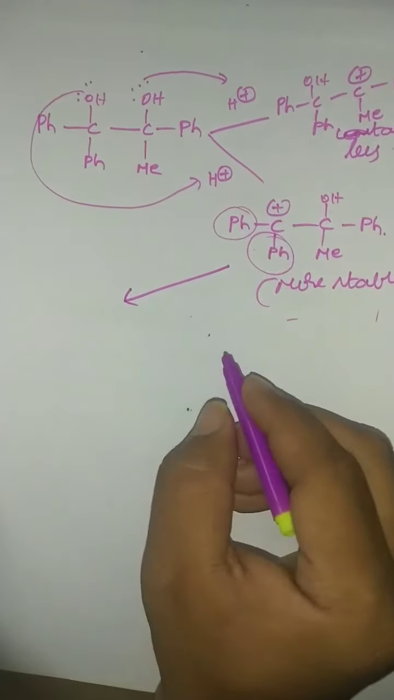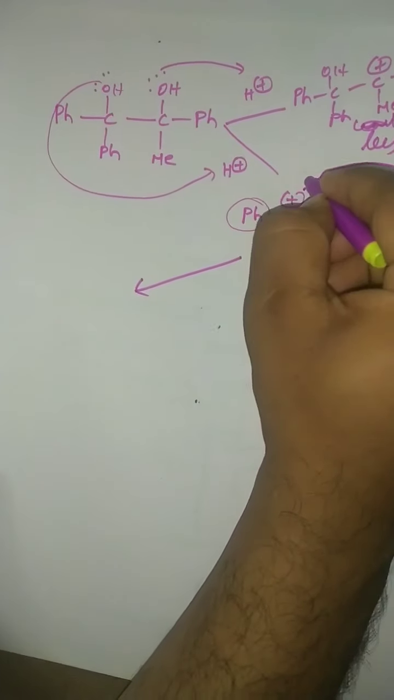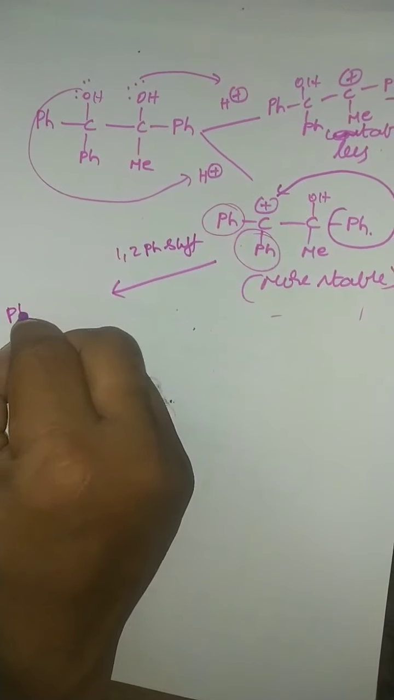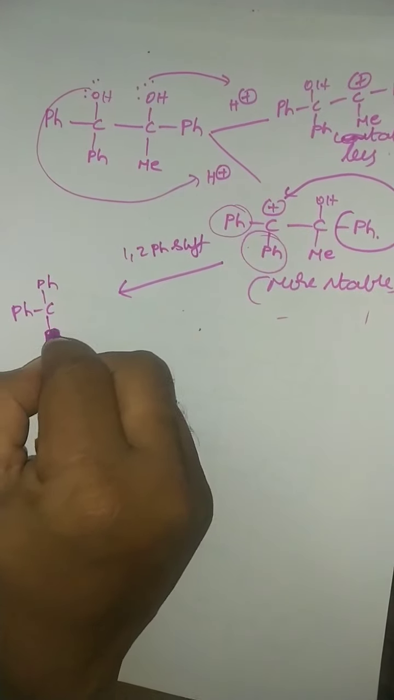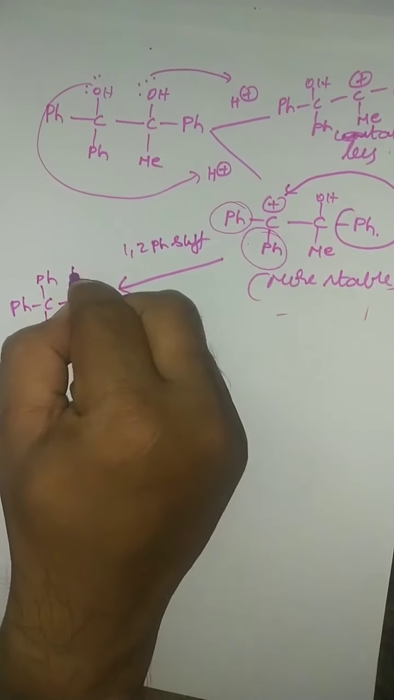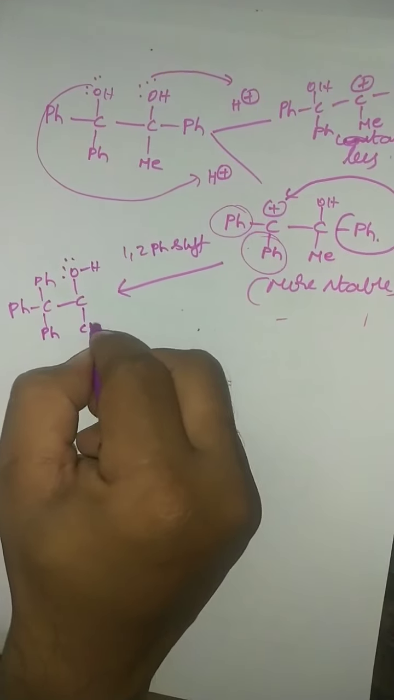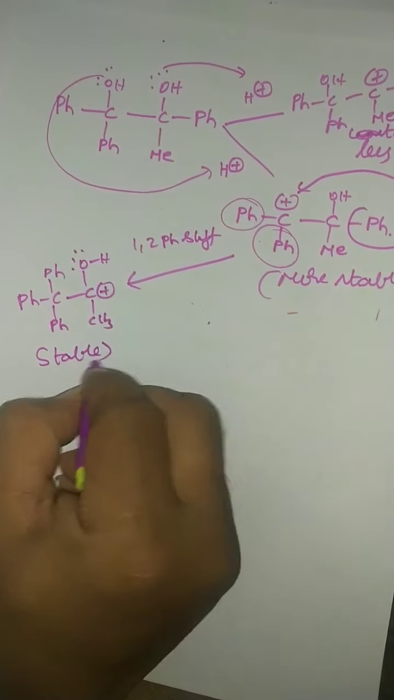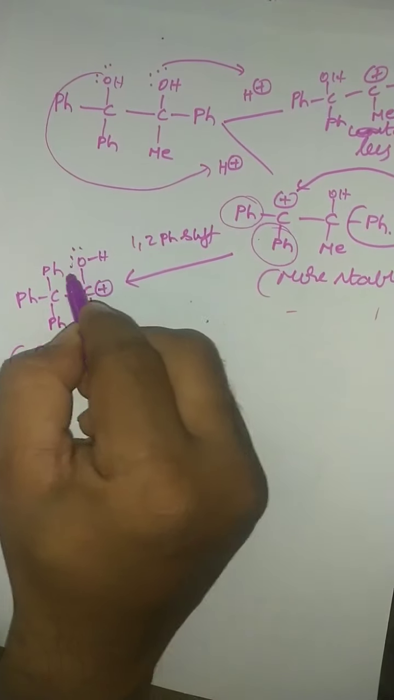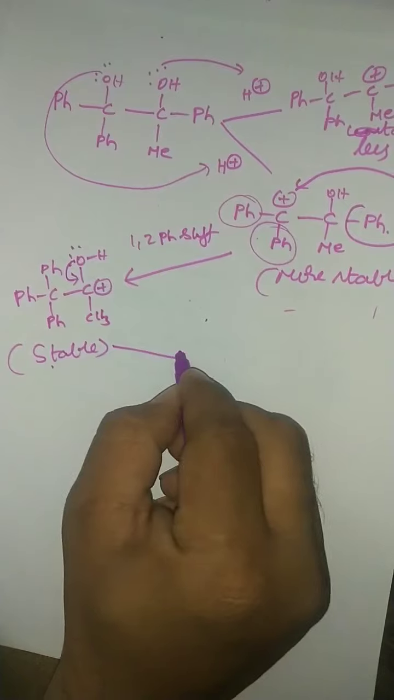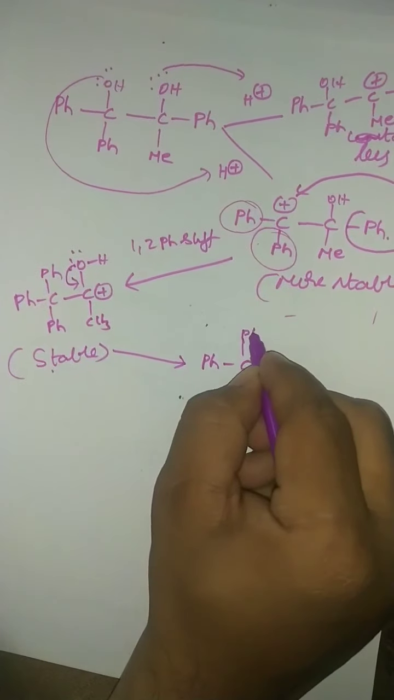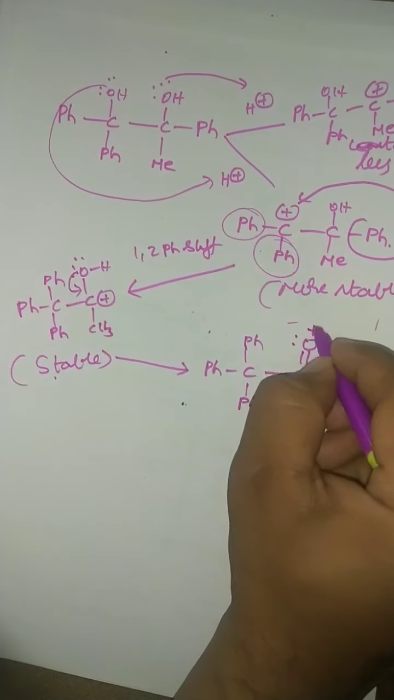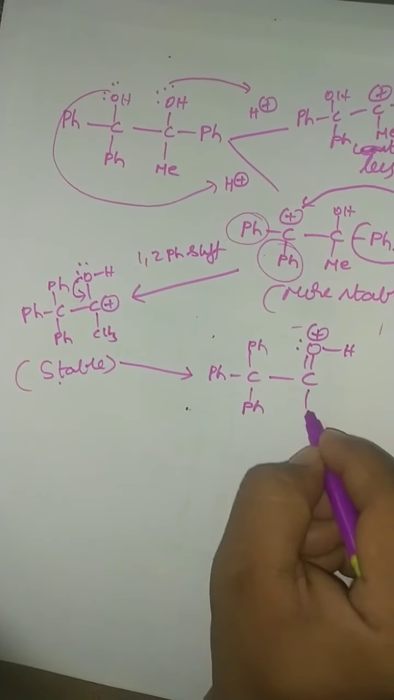In the next step, what happens students? 1,2 phenyl shift. So what happens? Ph, C, Ph, Ph, C. Here OH is like this. This is positive. See, this is the more stable carbocation. Why? Because of this resonance. So in the next step, what will you get? Ph, C, Ph, Ph, double bond O, positive charge, OH. Here CH3.